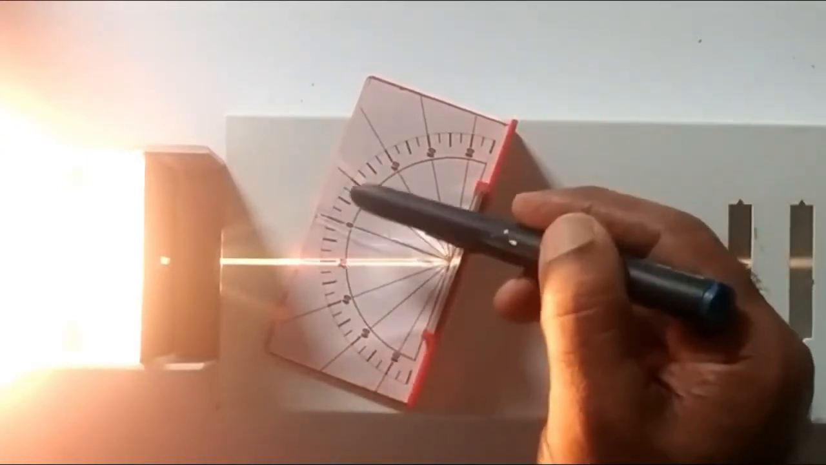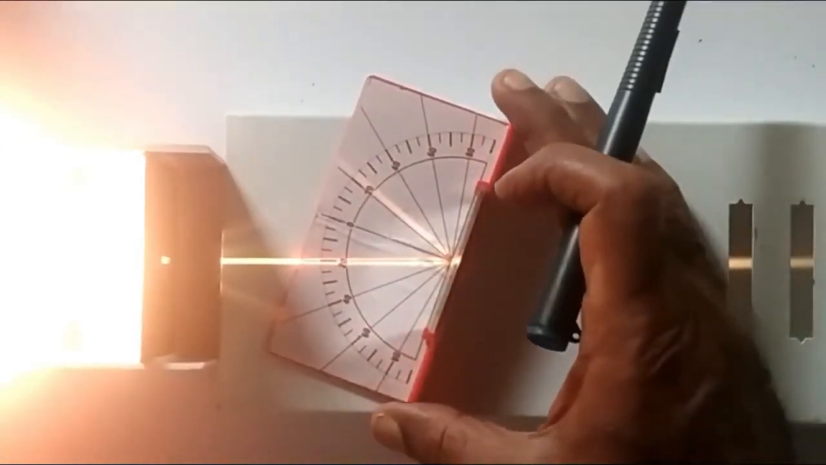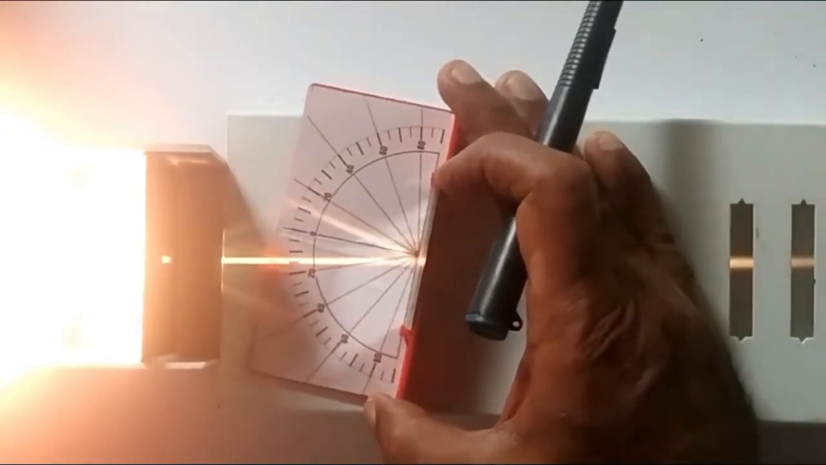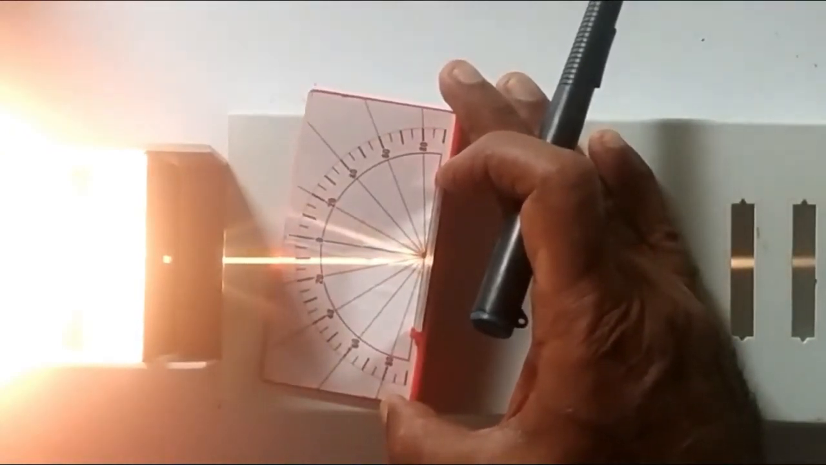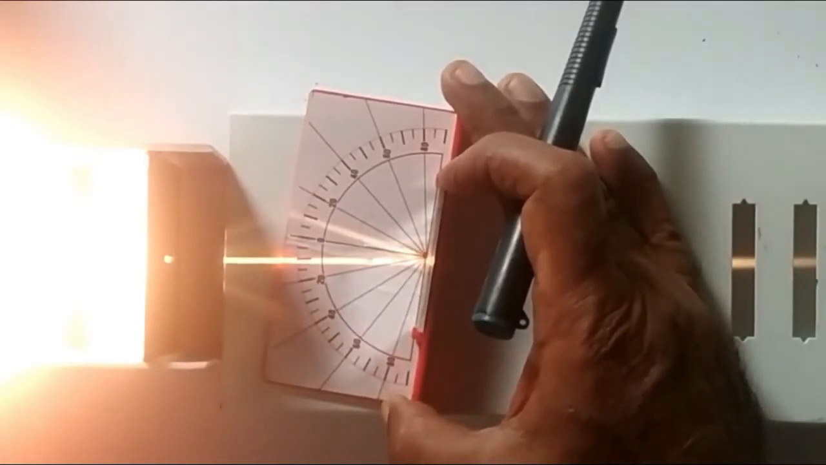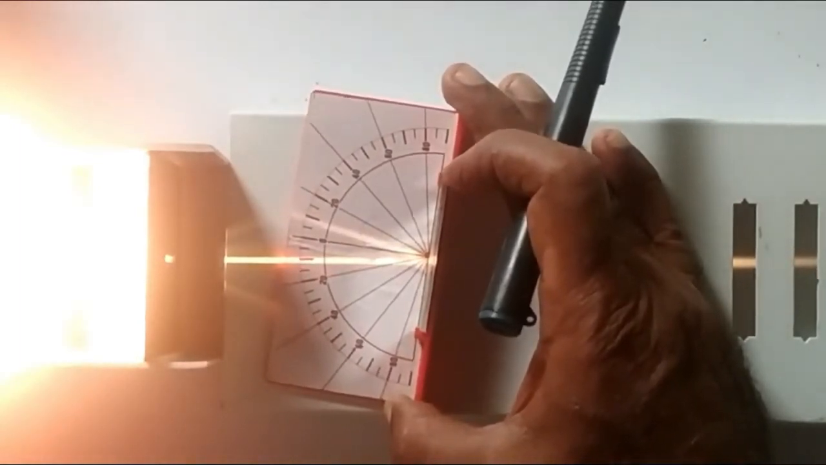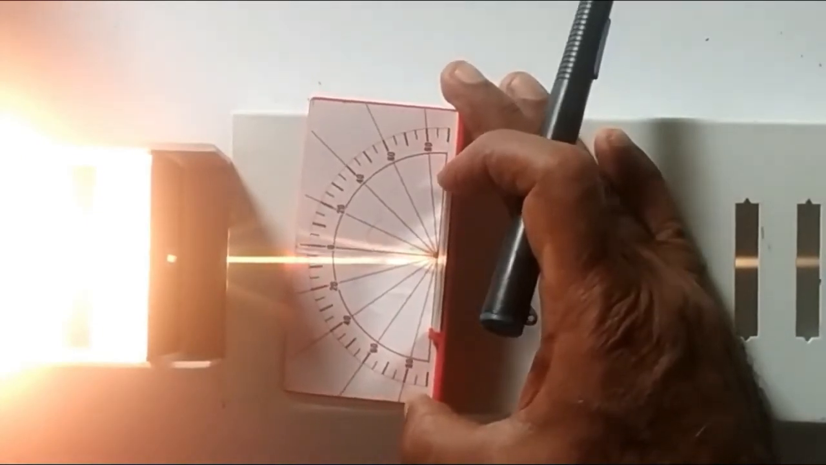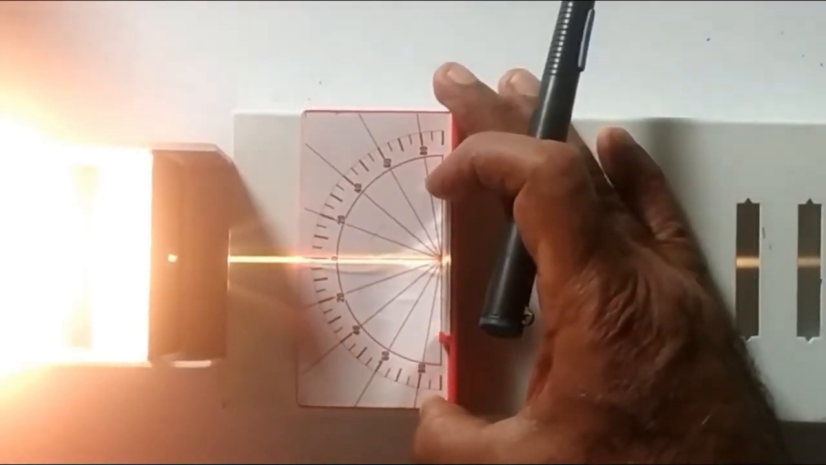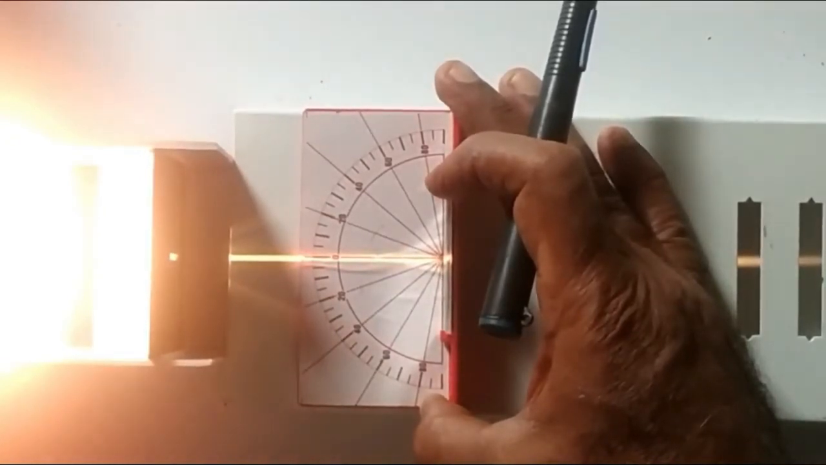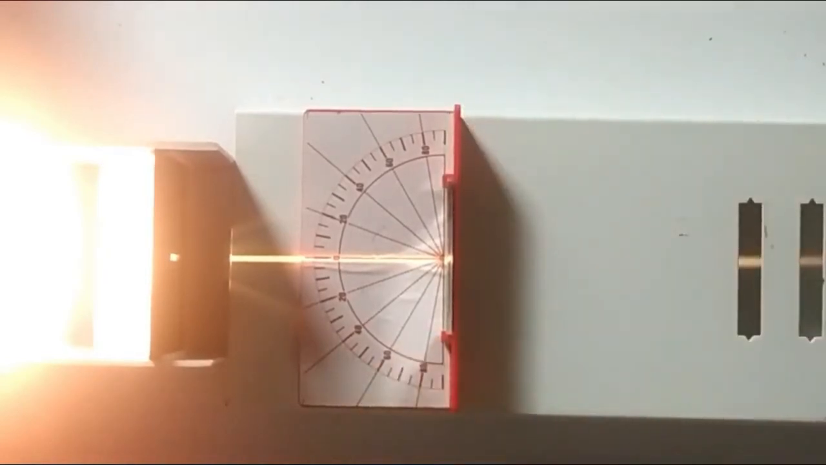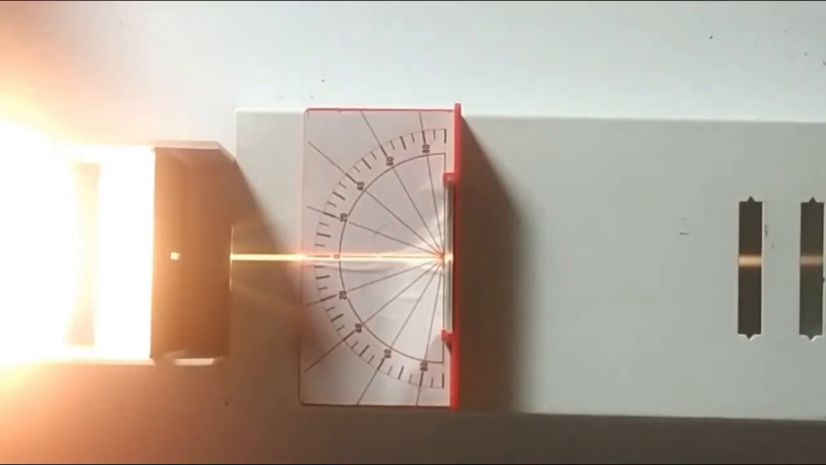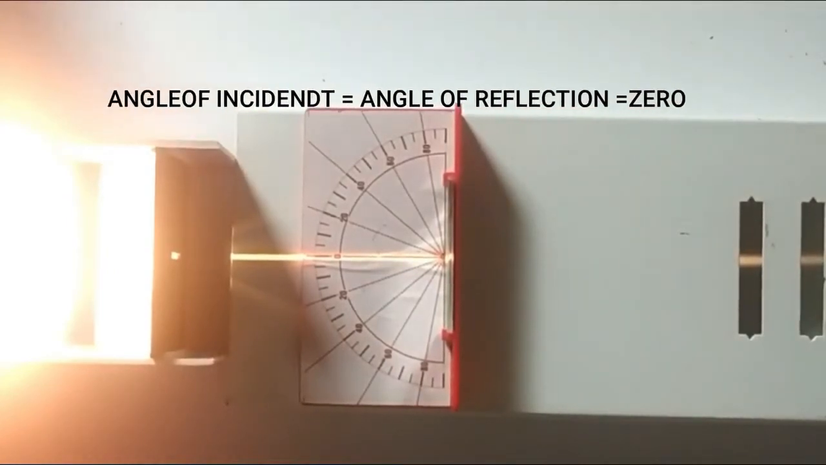It is 20 degrees, and the angle of reflection is also 20 degrees. Now the angle of incidence is 10 degrees, and the angle of reflection is also 10 degrees. Now if I take an incident ray right on the normal, the reflected ray goes back along the normal, and so the angle of incidence and reflection both will become 0.